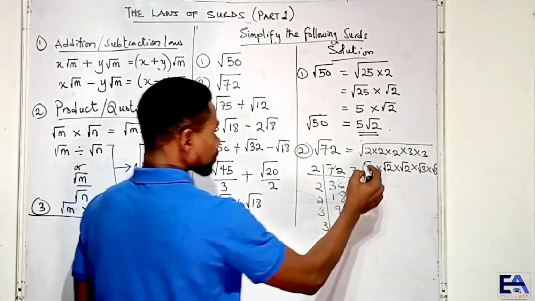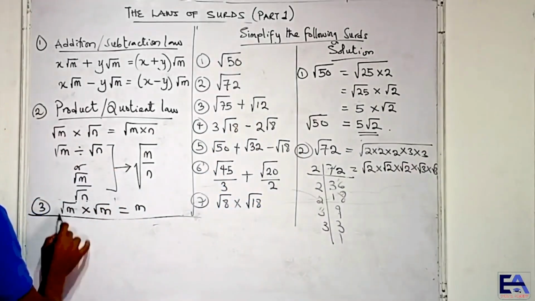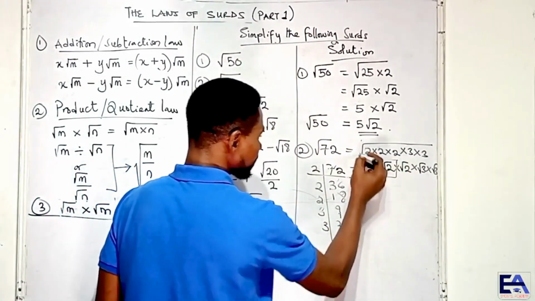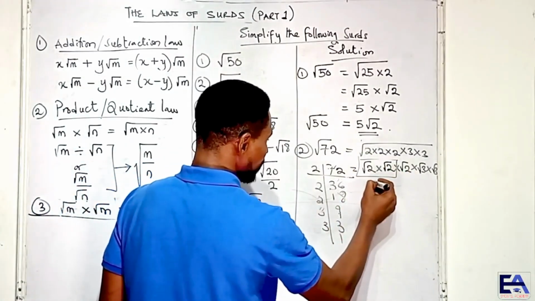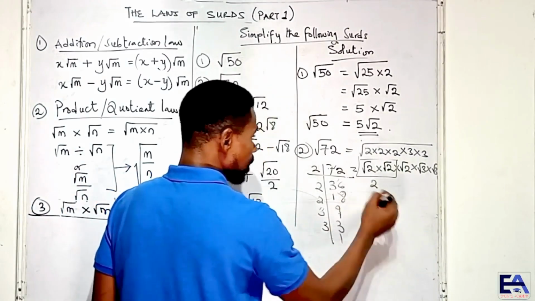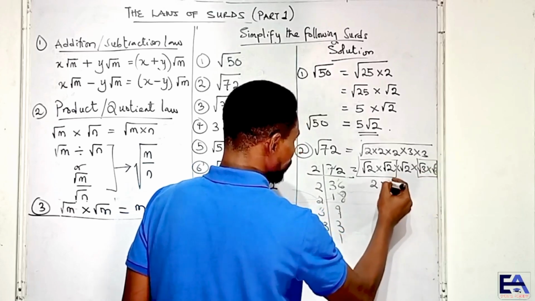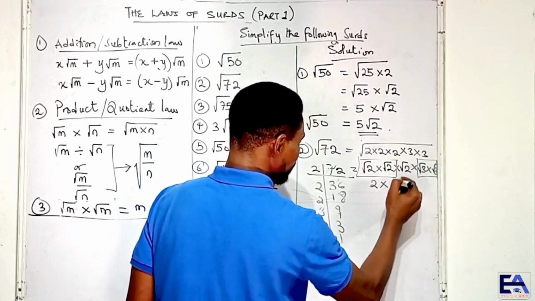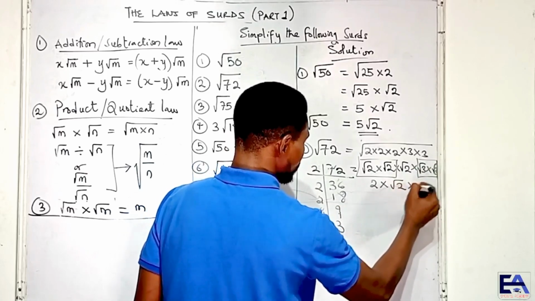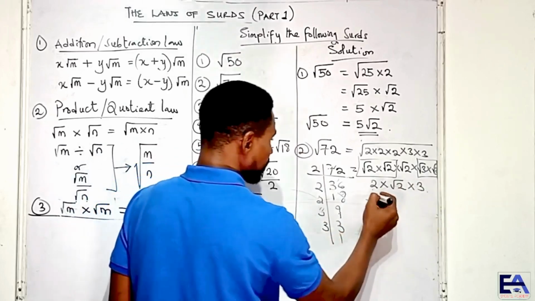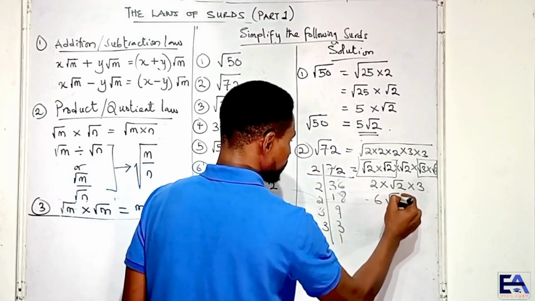Now, every 2 roots will multiply to give you the number under it. So 2 identical surds like this will multiply to give you just normal 2. Then 2 identical surds here too will multiply to give you normal 3. So it's as if you're saying 2 root 2 times 3. Then this 2 times 3 will give you 6. So finally, the answer is 6 root 2.